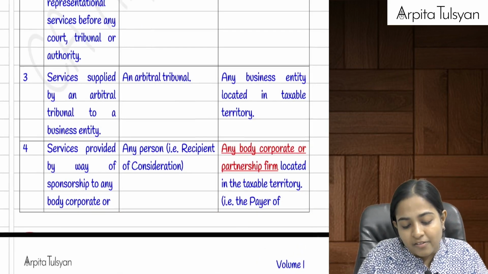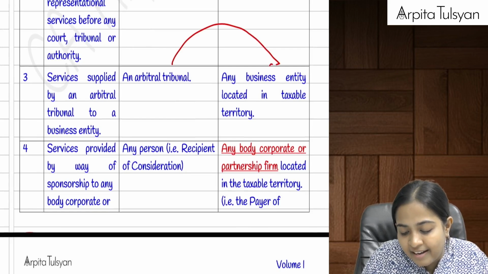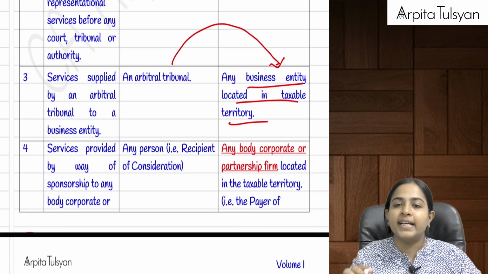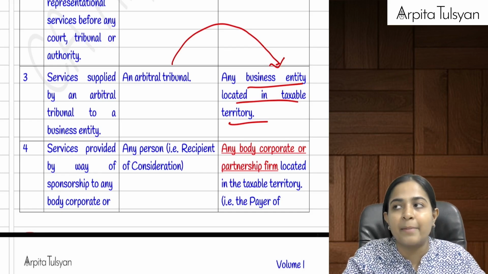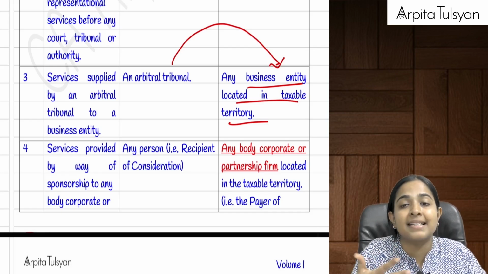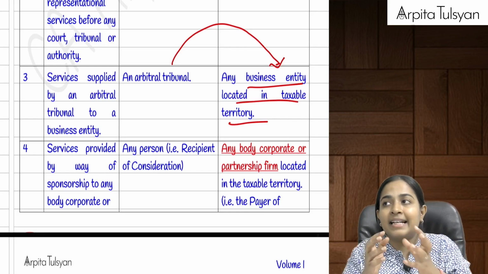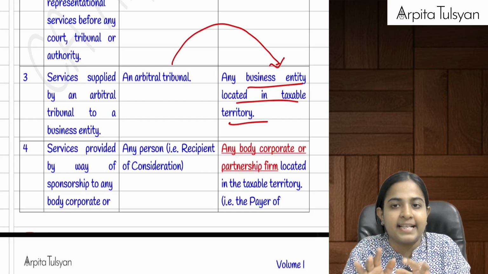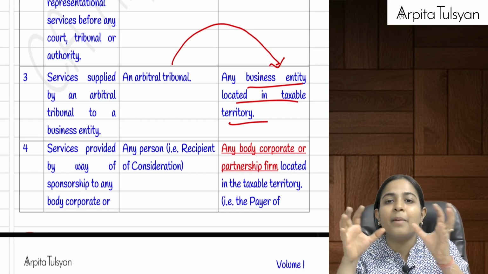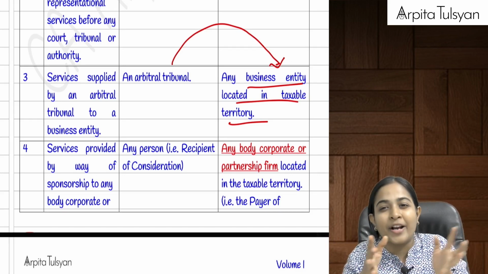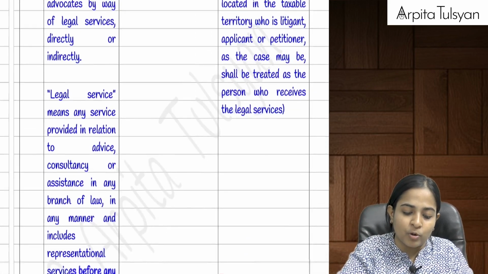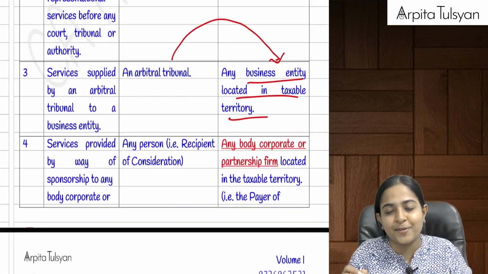Next, services provided by an arbitral tribunal to a business entity located in a taxable territory. Now, what is the work of an arbitral tribunal? An arbitral tribunal is nothing but an arbitrator, not exactly, but just like a mediator between two parties, where you do an out of court settlement, where you don't want to drag it to the court. If you want to drag it to the court, then the lawyer, the advocate, is going to come into the picture.